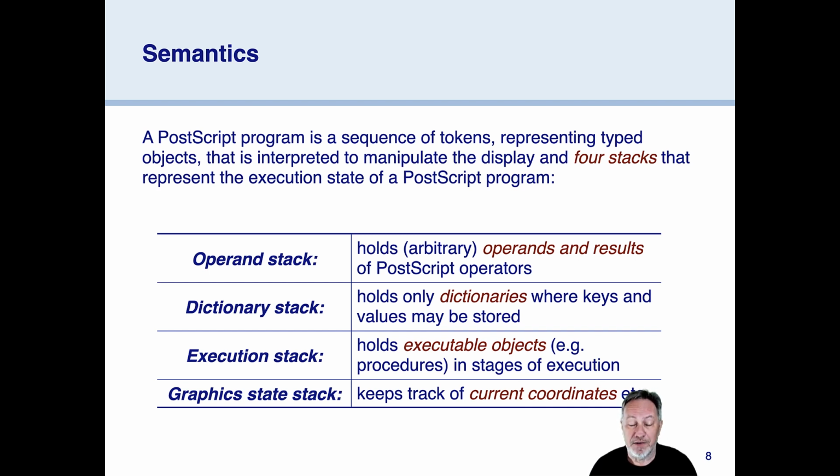Finally, there's a graphic state stack, and this allows us to keep track of the current coordinates of something that we're drawing. As we'll see, this is also extremely useful because this allows us to draw things in a very simple coordinate system, and we simply can scale and rotate and translate the coordinate system itself rather than the objects that we're going to draw. We'll see a very nice example of that at the very end of today's lecture.